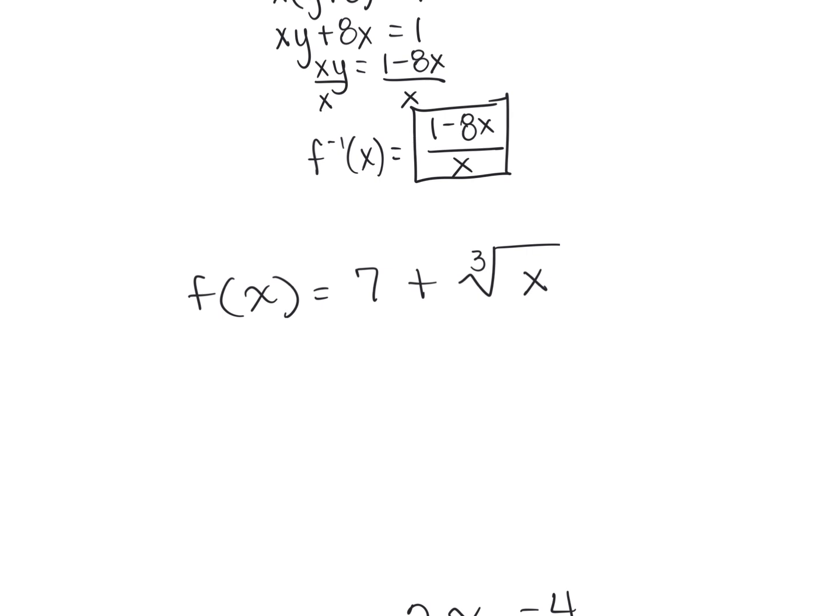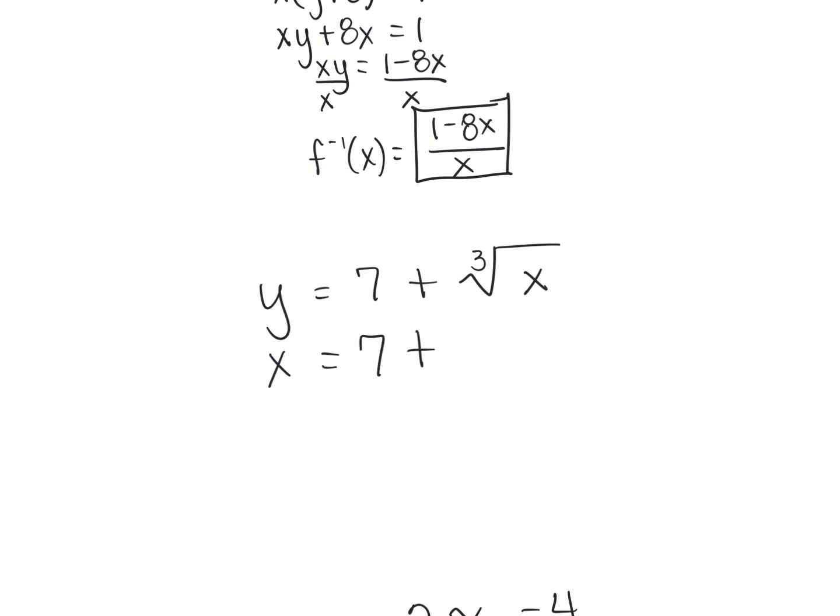Okay, these can get a little more complicated. Again, you still do the exact same steps. So f of x is going to be changed into y equals. Then I change y's to x's and x's to y's. And now I have to solve for y. So I have to isolate that y by subtracting 7 first. And then I still have the cube root of y.